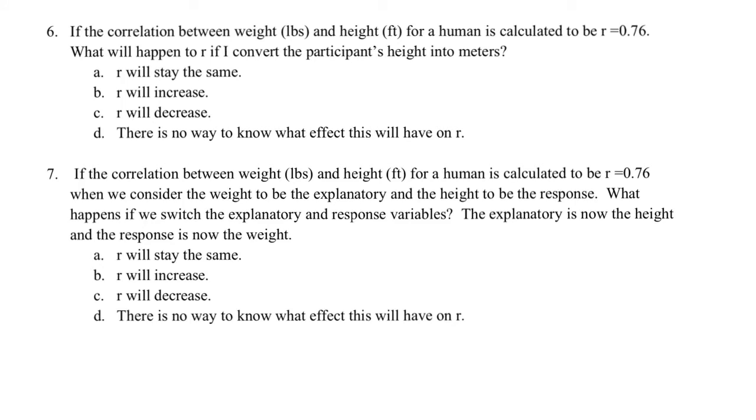Right, 6 and 7 are again just more focused on correlation. So number 6 says if the correlation between weight in pounds and height in feet for a human is calculated to be R equals 0.76, what will happen to R if we convert the participant's height to meters? R will stay the same. Correlation does not have units.